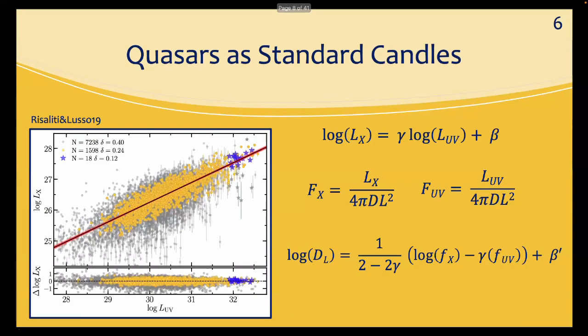However, this relation exists, and given that, we can use it to measure distances, because it's clear that if we substitute the flux-luminosity relation, we can derive an equation for the luminosity distance only using the relation parameters and the X-ray and UV fluxes. Now, this thing has been known for decades, so it's nothing really new here, but it had not been implemented in cosmology because of the very high observed dispersion.